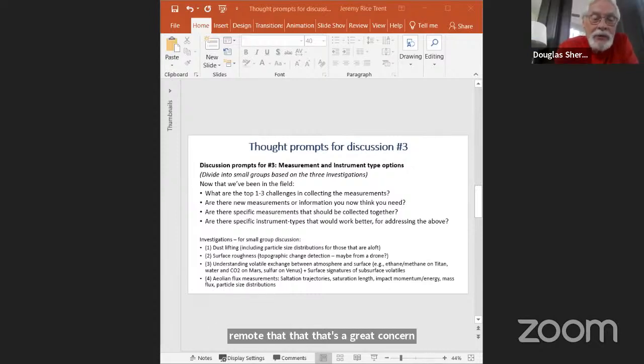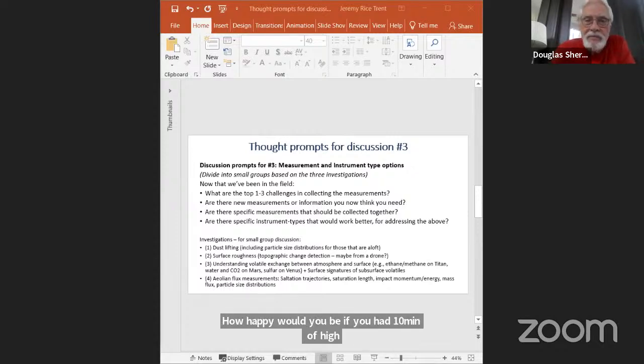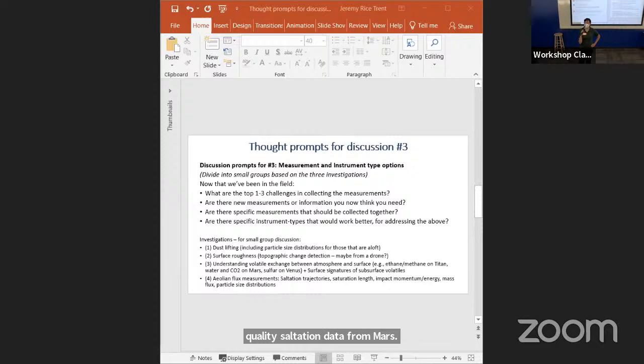Can I ask you a question about that? How happy would you be if you had 10 minutes of high quality saltation data from Mars? I'm going to turn that to the people who actually study this. How happy would you be with that? And especially if we could calibrate that then with maybe a much worse measurement, but one that would be longer lasting. I think it'd be awesome just because we don't have it.